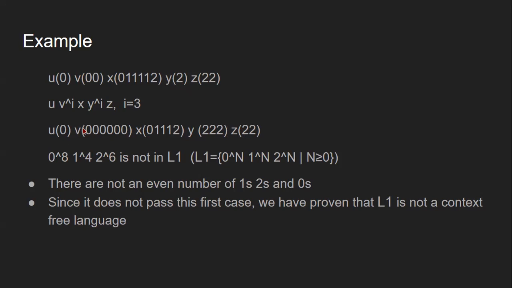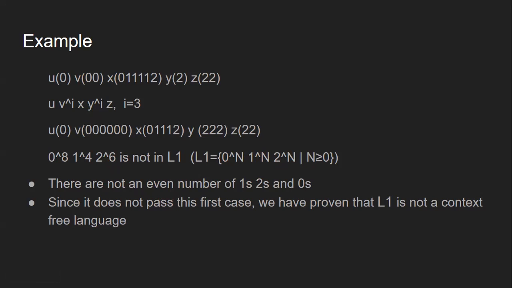So if we go ahead and count up the amount of zeros, ones, and twos in our new string, we find out that we now have 8 zeros, 4 ones, and 6 twos. So this is not in L1 because if we recall, L1 is equal to 0^n 1^n 2^n, which means that there should be the same amount of zeros, ones, and twos. And when we look at the first case, there is not an even number of ones, twos, and zeros any longer. So since this does not pass the first case, we have proven that L1 is not a context-free language.